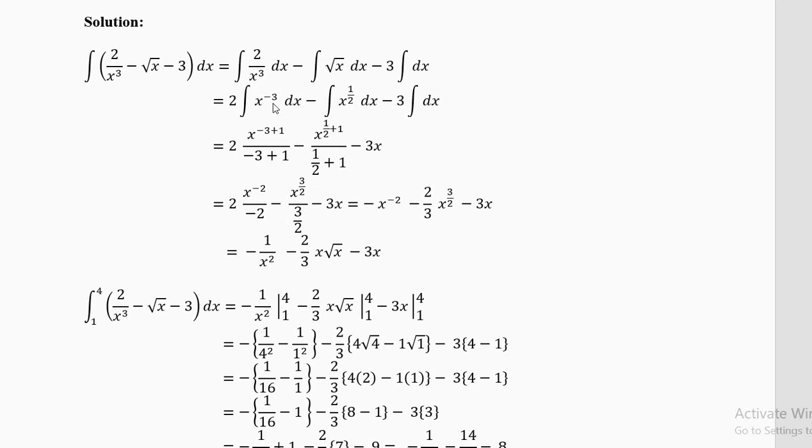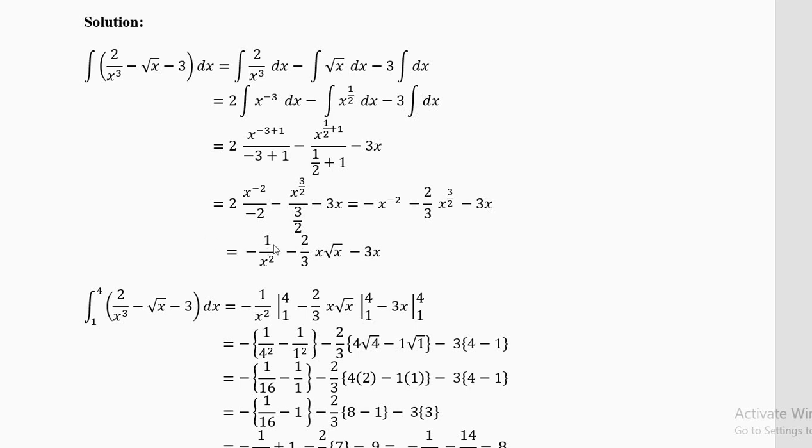Now integrate it. What's the rule? X power n plus 1 divided by n plus 1. We are not using any new rule or any complicated rule. So I have not written the rules in the solutions explicitly. You will get 2x power minus 2 divided by minus 2, which is equal to minus x power minus 2, which is equal to minus 1 over x square. The next one is x power half. You'll get x power half plus 1 divided by half plus 1. You have x power 3 by 2 divided by 3 by 2. You'll get 2 by 3 into x power 3 by 2, which is 2 by 3 into x square root of x. The last one is minus 3 integral dx, which is minus 3x.